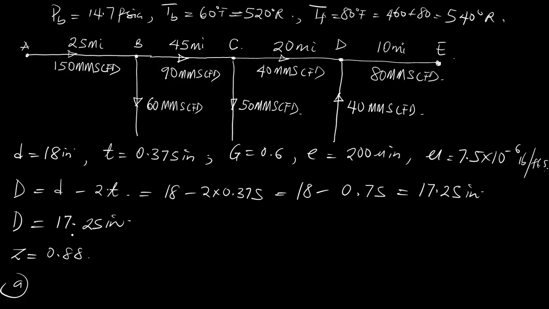So that is where this comes in. Now at question A, based on this, we have been given the pressure at E. So the delivery pressure PE is 400 psig, which is 414.7 psia.